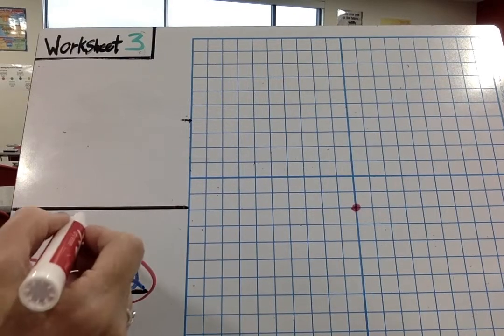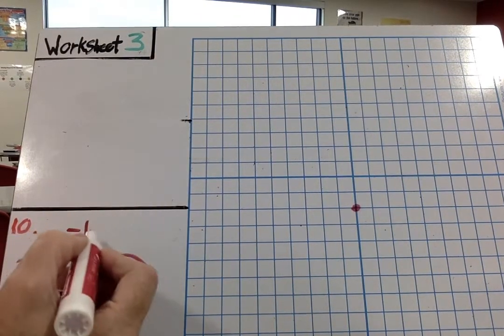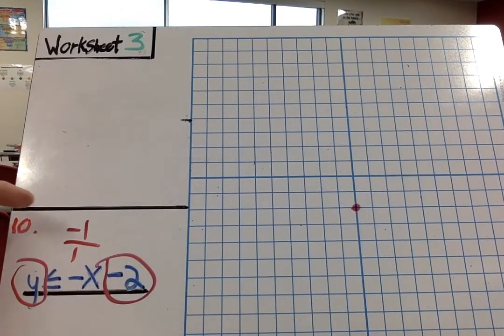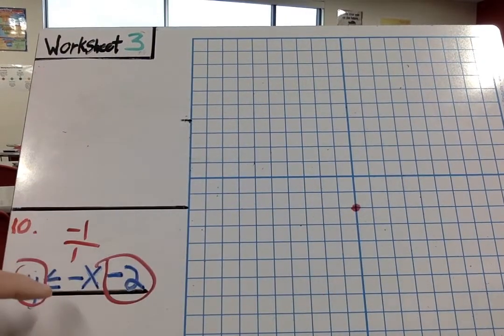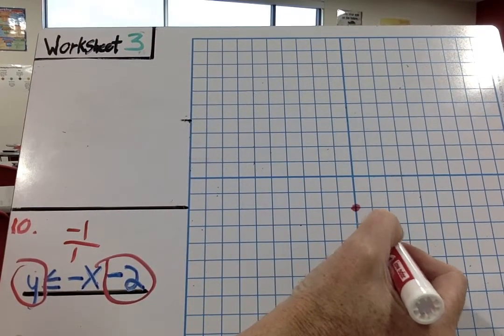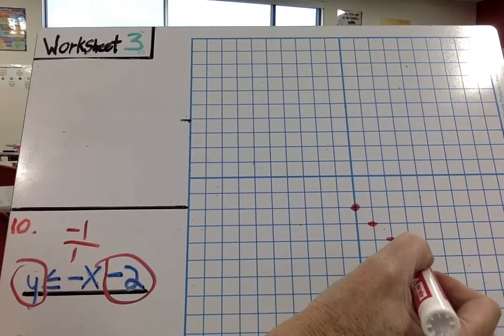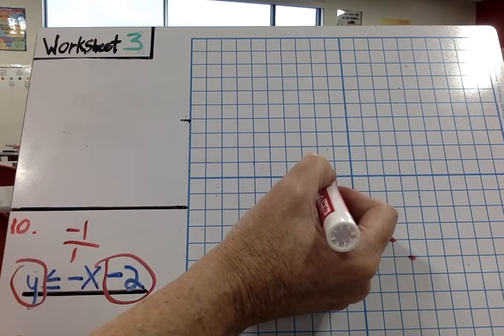Then this negative is a -1. That tells me rise over run. So I'm going to go down 1, right 1. So it's a negative slope. It's got to be down and to the right. So I'm going to go ahead and put several points here.